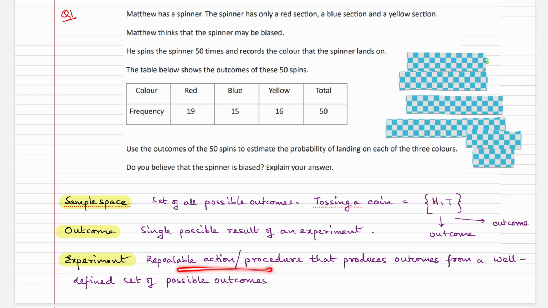Also, the experiment should be repeatable and it should produce the outcome from a set of possible outcomes. A set of possible outcomes means there should be at least 2, right?